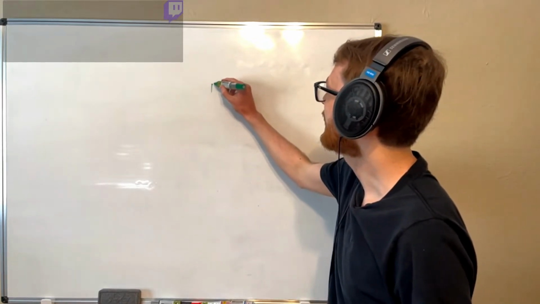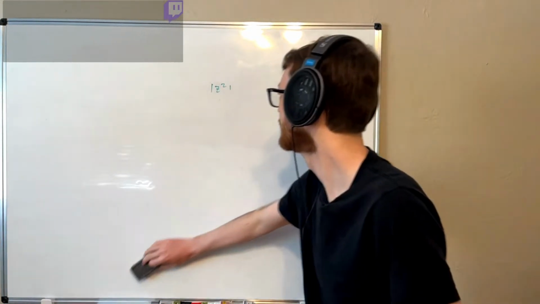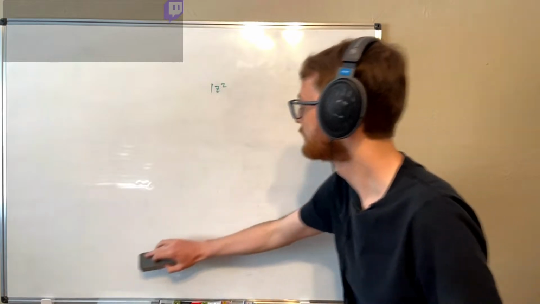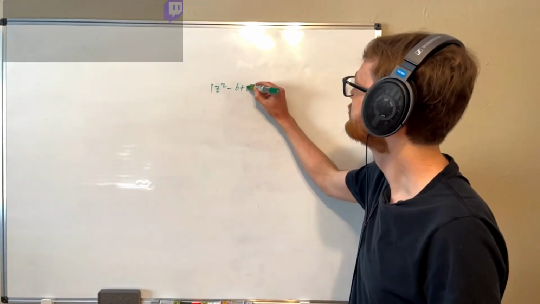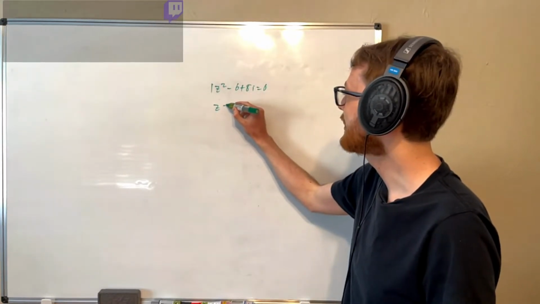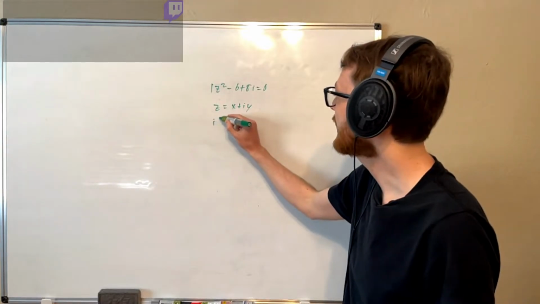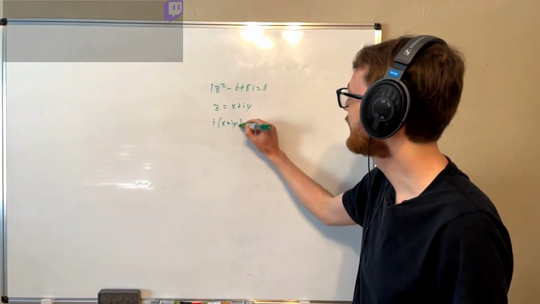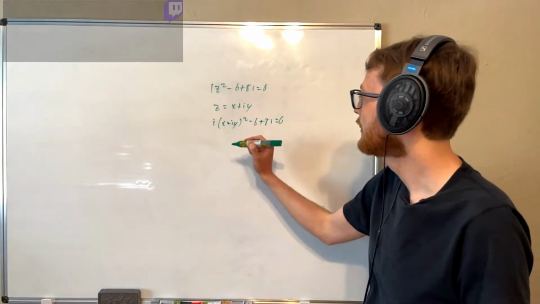So Henrik, you have iz squared, was it plus or minus, minus 6 plus 8i equals 0. So yeah, I'll show you what Zumeto said, and sub z equals x plus iy. So we get i times (x plus iy) squared minus 6 plus 8i equals 0.